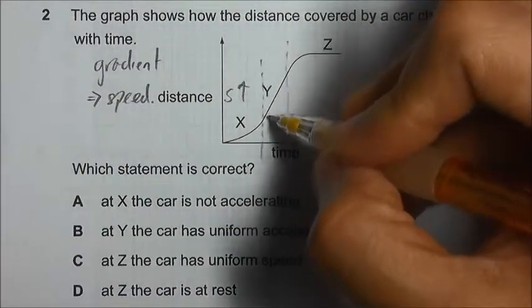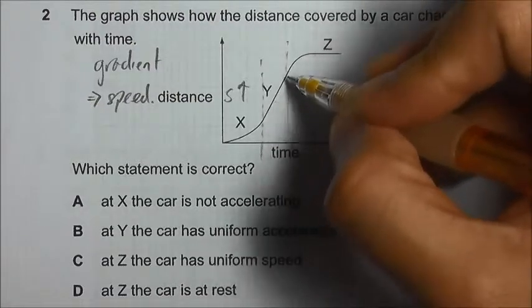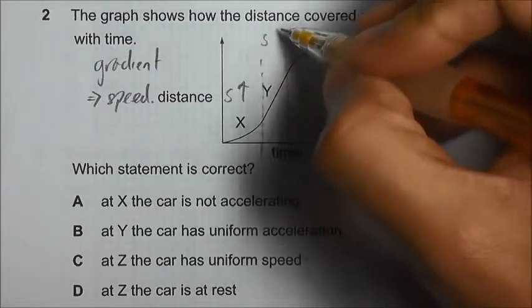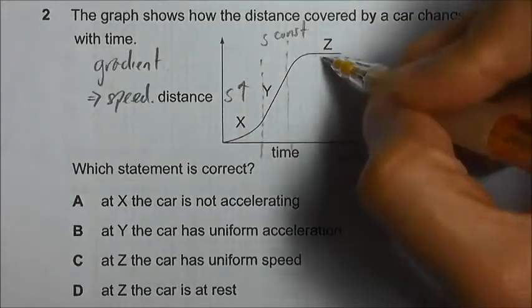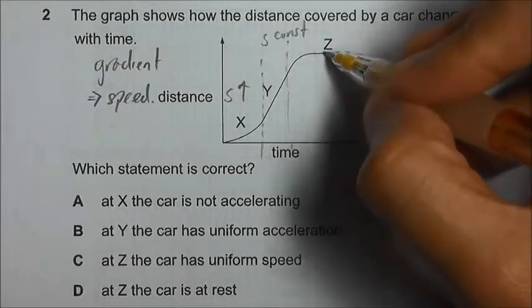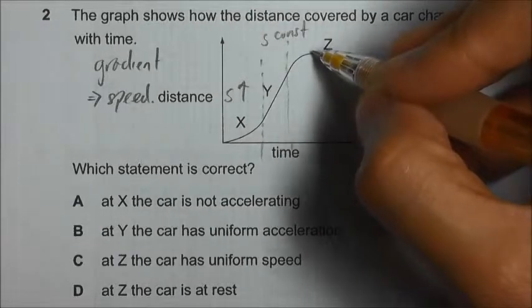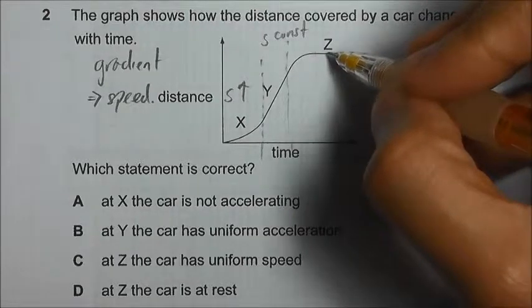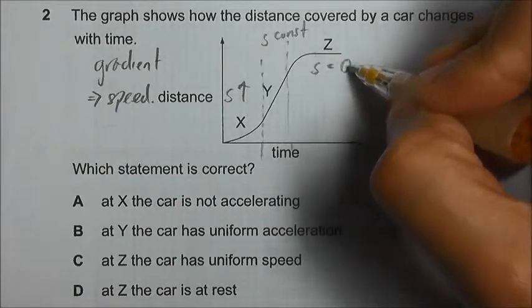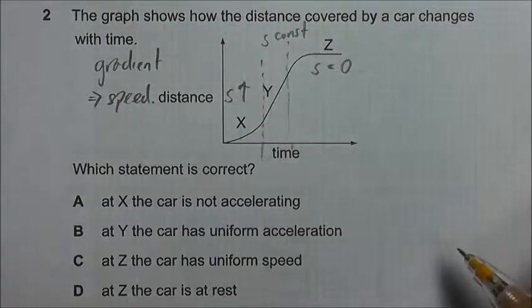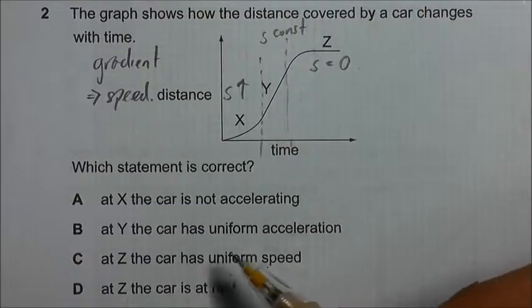Portion Y is a straight line, so the speed is constant. And portion Z, at this part, the distance is constant, so the gradient is 0, so speed is equal to 0. Okay, so with this information, we can look at the options.